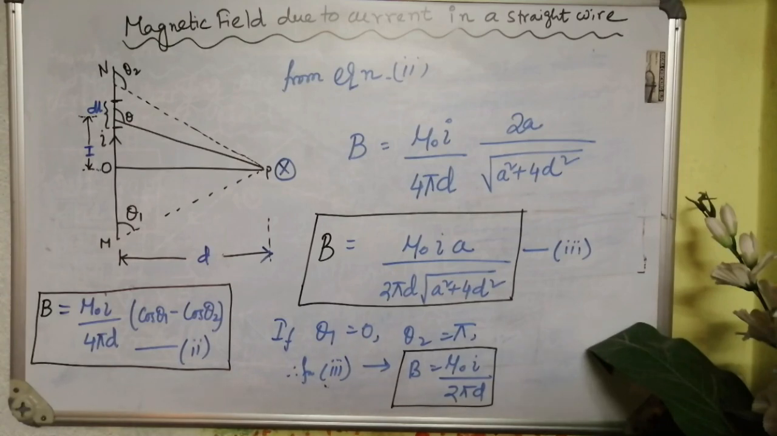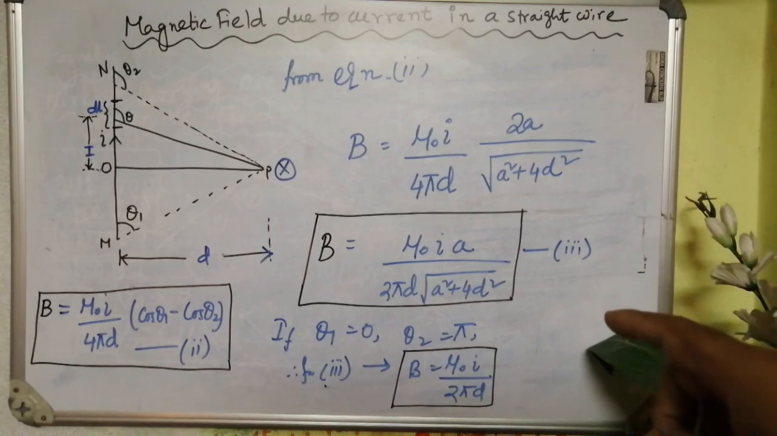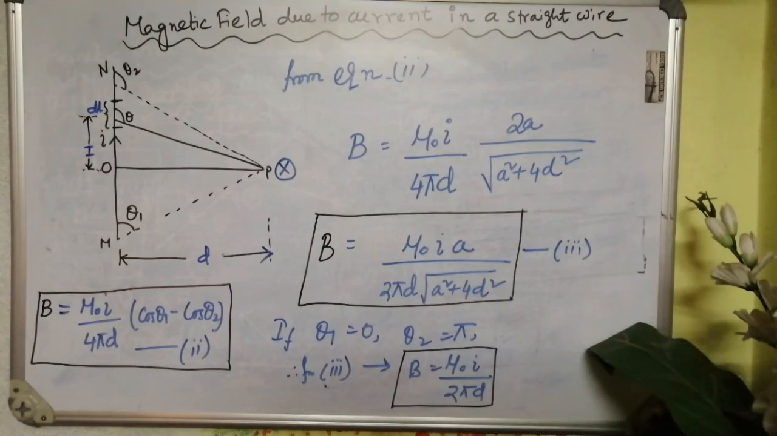Now if we have to determine the field due to a long straight wire, then the value of theta 1 is equal to 0 and theta 2 is equal to pi. So if we put the values of theta in equation 2, then we can calculate the value of B is equal to mu naught I divided by only 2 pi D.